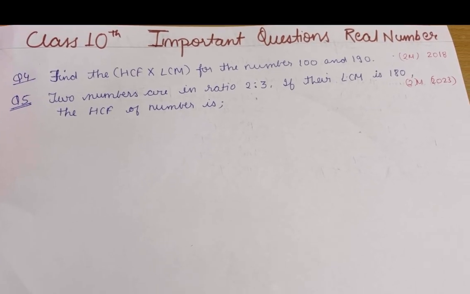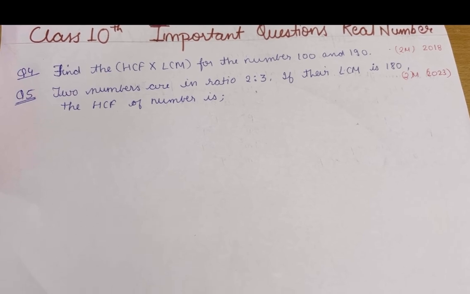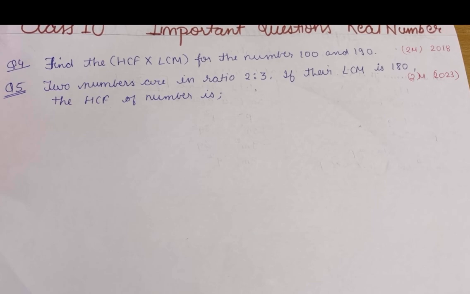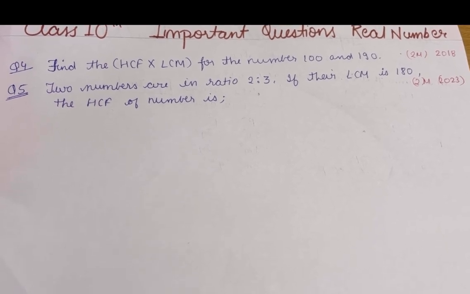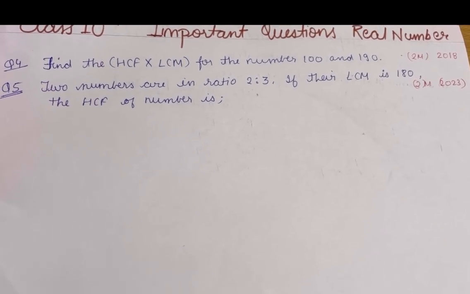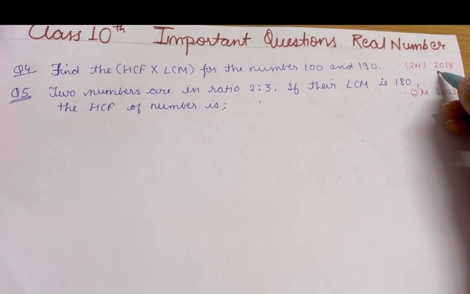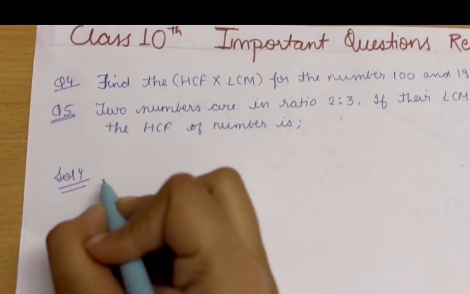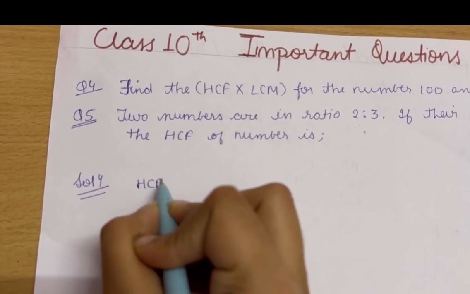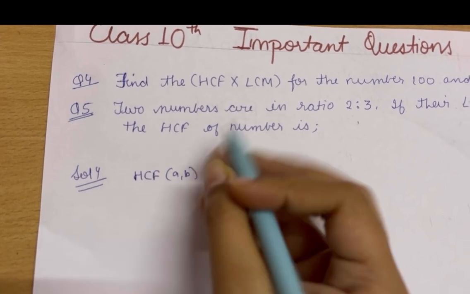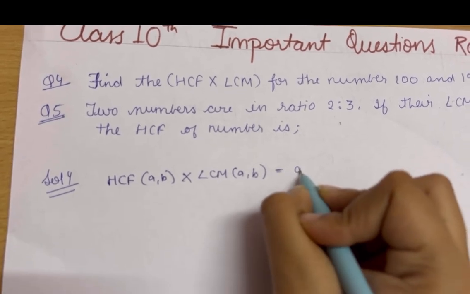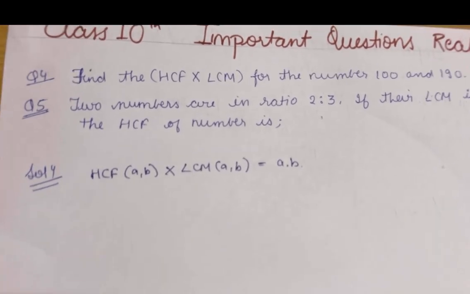Question number 4 says: find the multiplication of HCF and LCM for the numbers 100 and 190. It is a 2-mark PYQ for year 2018. So let's solve question number 4. For this question, we'll be using the property HCF of A and B into LCM of A and B is equal to the product of A and B.